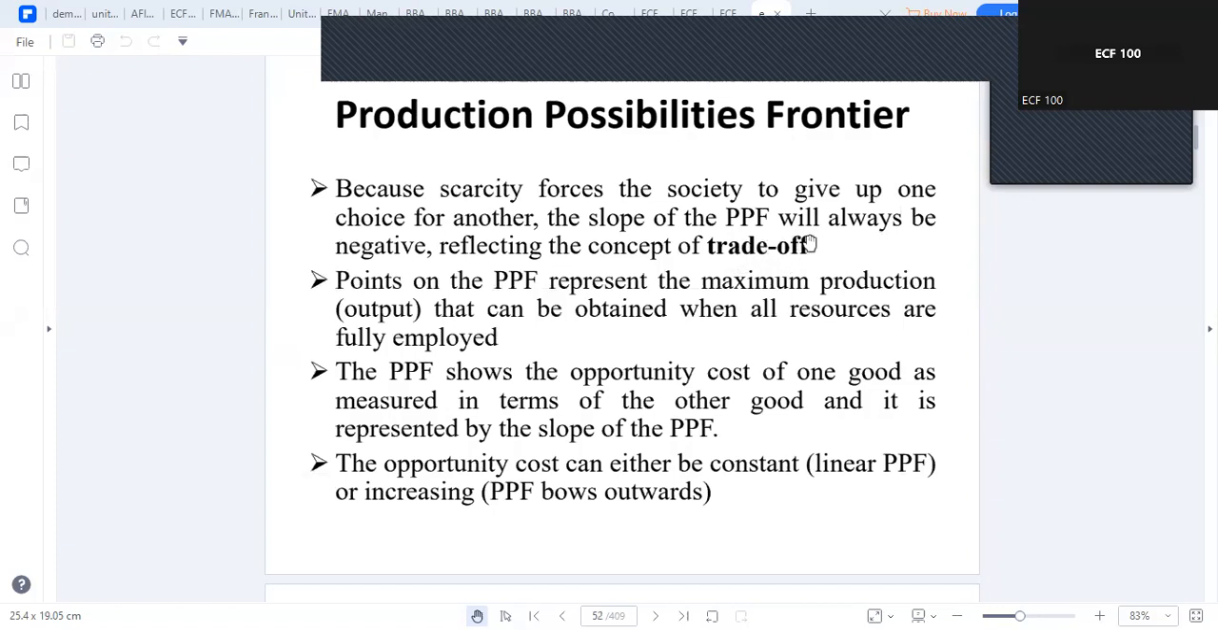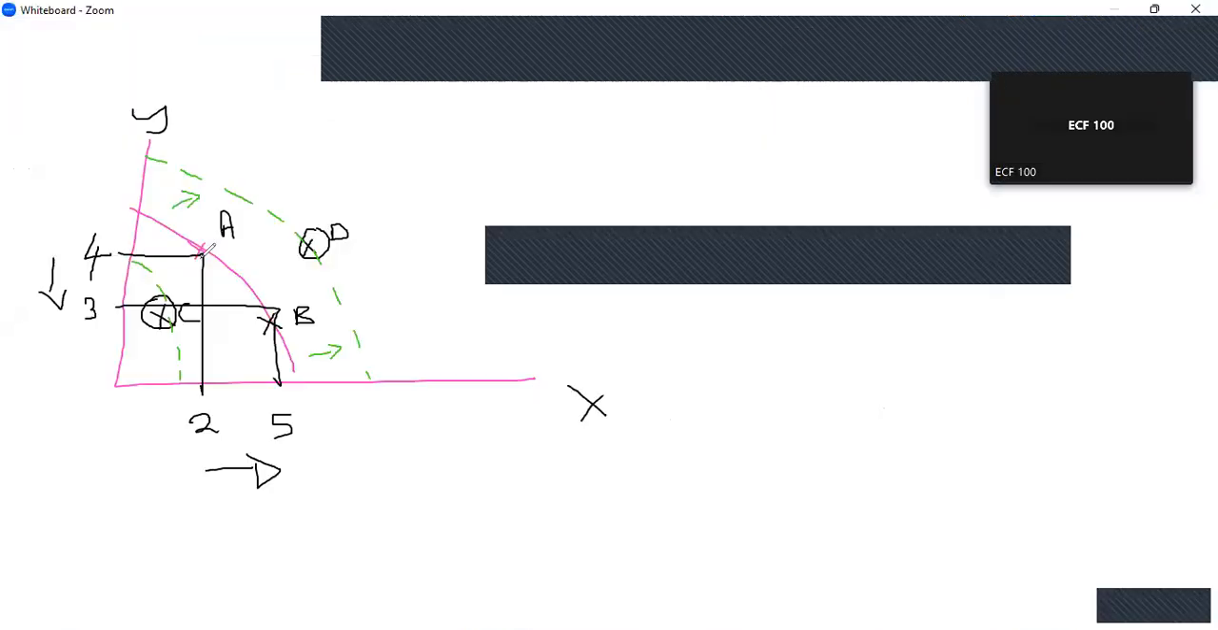The slope of the PPF is always negative, reflecting the concept of a trade-off. The trade-off is simply an illustration of how much must be given up. This is a slope which illustrates how much must be given up of one to attain the other. If we're going to work vice versa, if we lose 2 units of good X, we're going to get an additional unit of good Y. This is the trade-off, the cost of giving up one for the other.